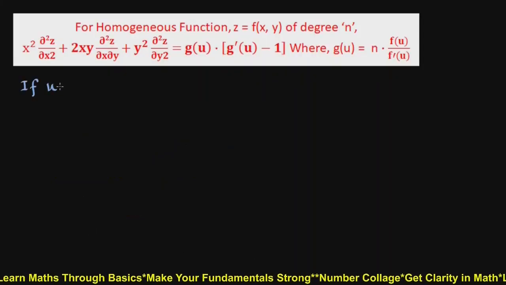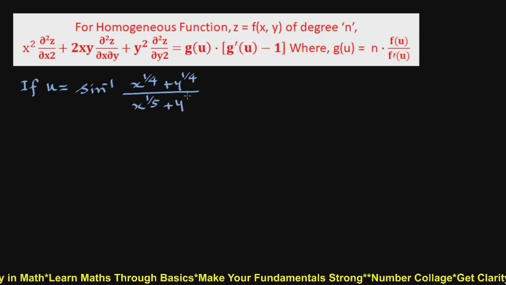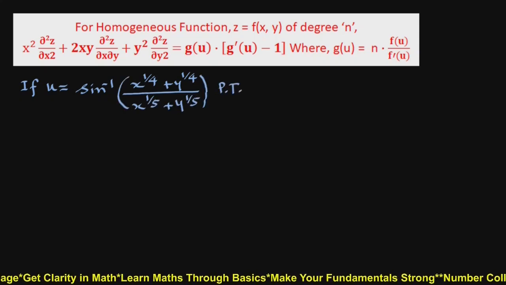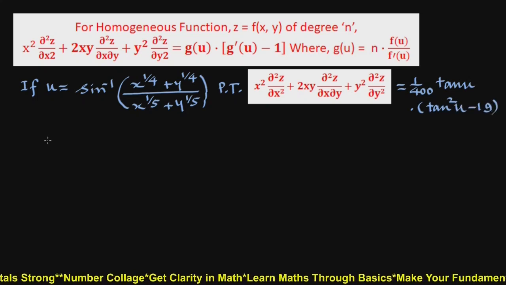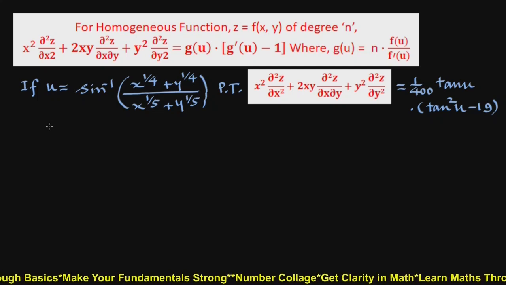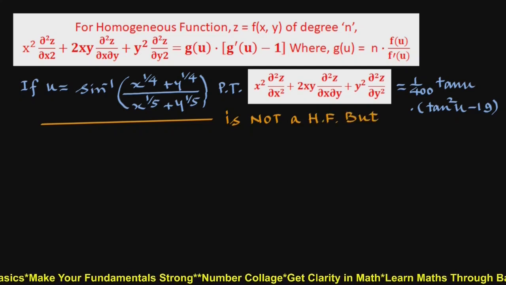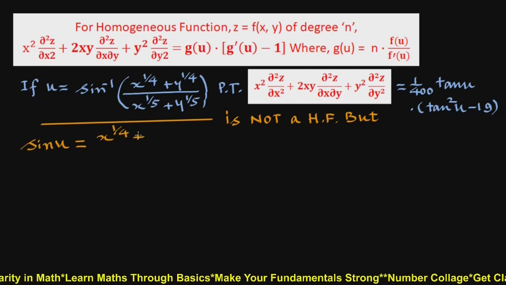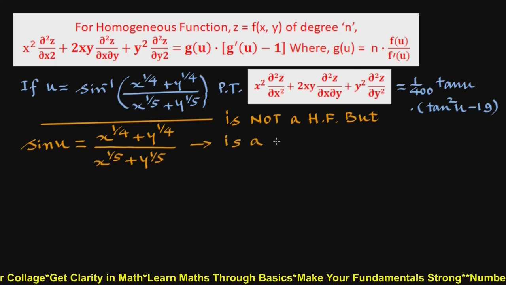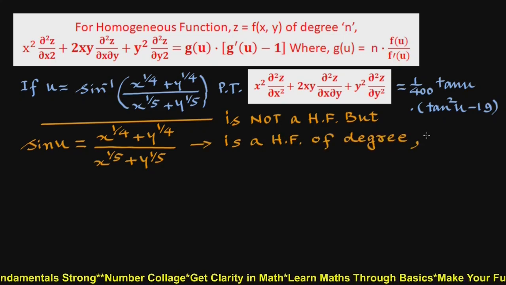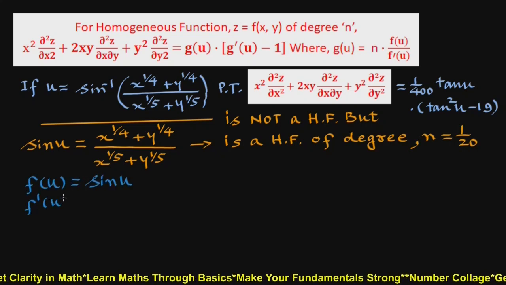If u equals sin inverse of x raised to 1/4 plus y raised to 1/4 upon x raised to 1/5 plus y raised to 1/5, we have to prove that the value of the expression is 1 upon 400 tan u into tan square u minus 19. From our earlier discussion, we know that this inverse trigonometric function u is not a homogeneous function, but in another form, sin u equals x raised to 1/4 plus y raised to 1/4 upon x raised to 1/5 plus y raised to 1/5 is a homogeneous function of degree n equals 1 upon 20.